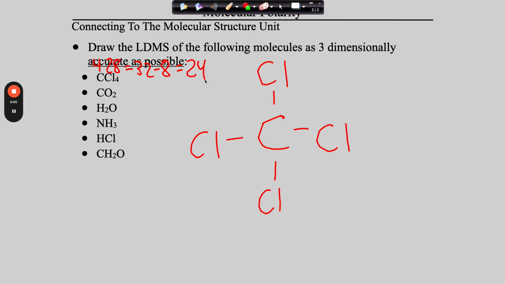Then what we do is we place those 24 electrons around the molecule. Remember, we have to fill the halogens first, so we go 1 and 2, 3 and 4, 5 and 6, 7, 8, 9, 10, 11, 12, up to 24. That got really ugly, but you get the idea. And guys, that would be CCl4. How's that sit? Is that okay?